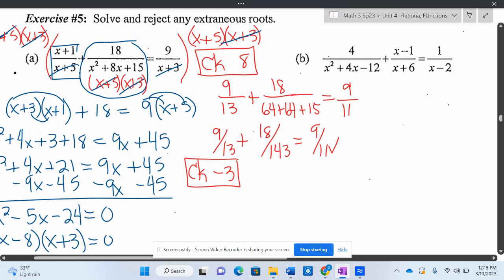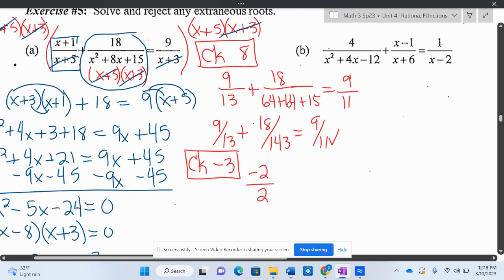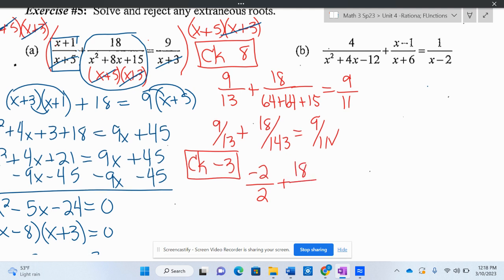So let's see. -3 plus 1 is -2 over -3 plus 5 is +2. I think I did that right. Yes. Okay, good. Plus, let's see. 18 over -3 squared is 9. 8 times -3 is -24. Plus 15 equals 9 over what?